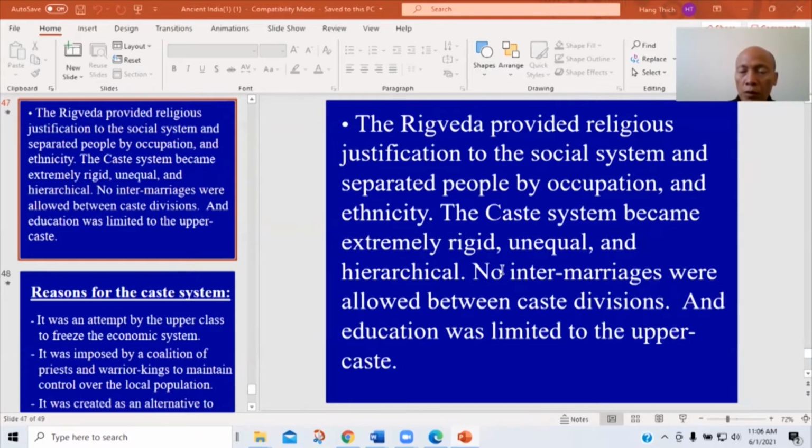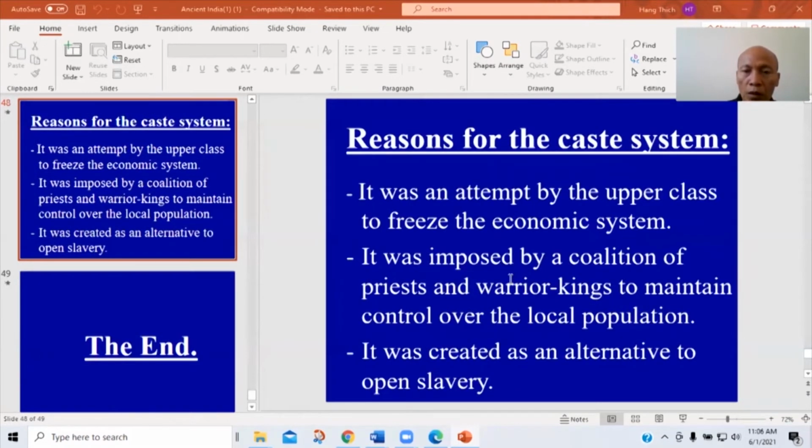For more than 2,000 years, this caste system became extremely rigid, unequal, and hierarchical. There was no intermarriage among those castes, and education was limited to the upper class only. They gave the reason for having this caste system because they wanted to control the masses, especially the upper class of the Brahmin, the priests. They wanted to control politics. They wanted to control the economic system.